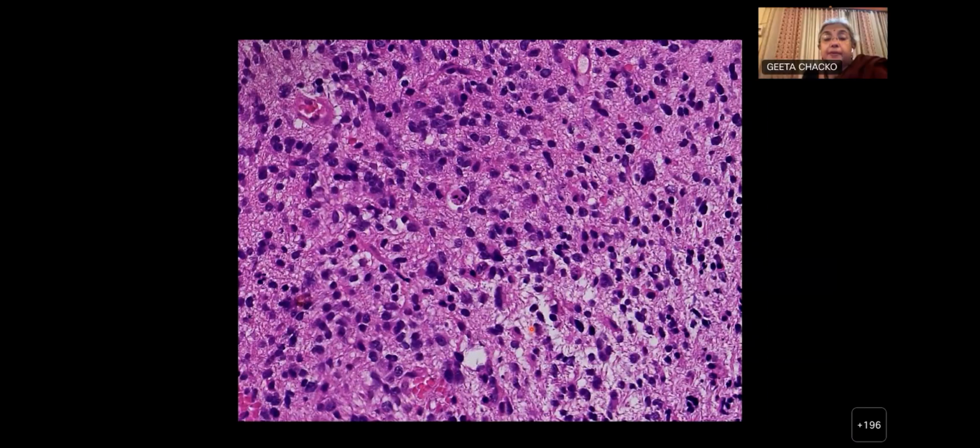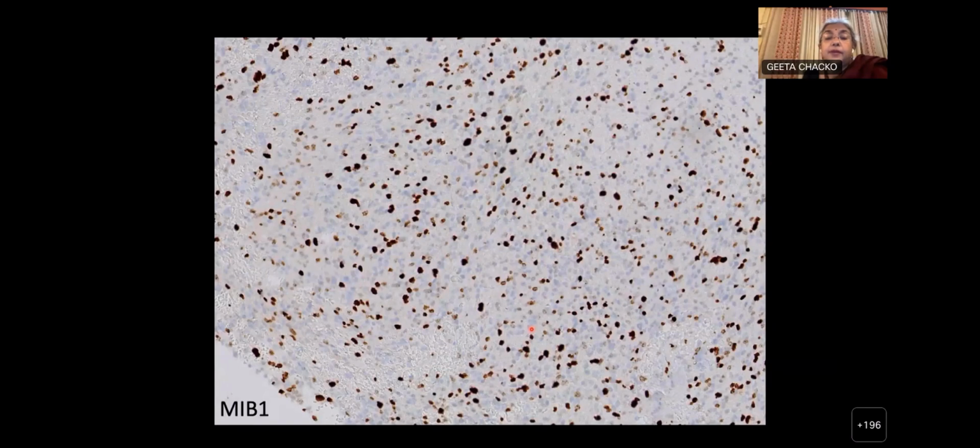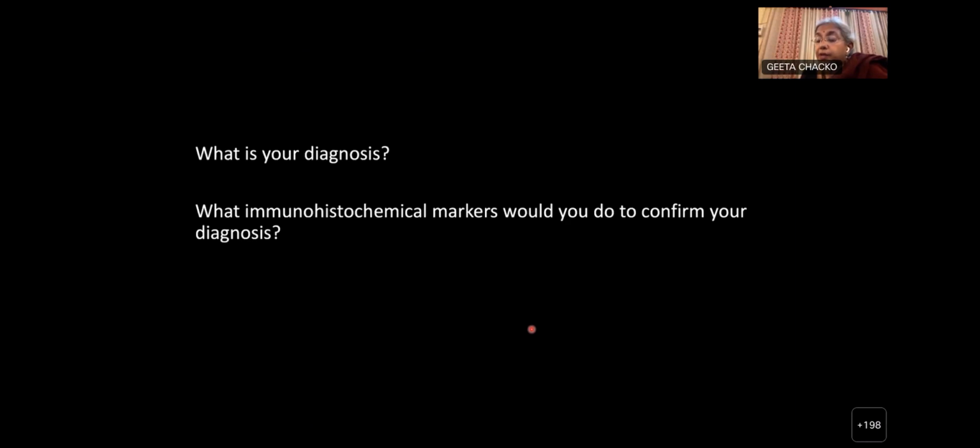Yes, so I also gave you MIB. I think the index is more than 60%. Yeah, it's probably difficult to give a percentage with just an image, but you're definitely sure it's high, right, compared to when I showed you the previous one. So now you have the short history, a tumor in the brainstem, and with these high-grade features. So what would you like to do next?